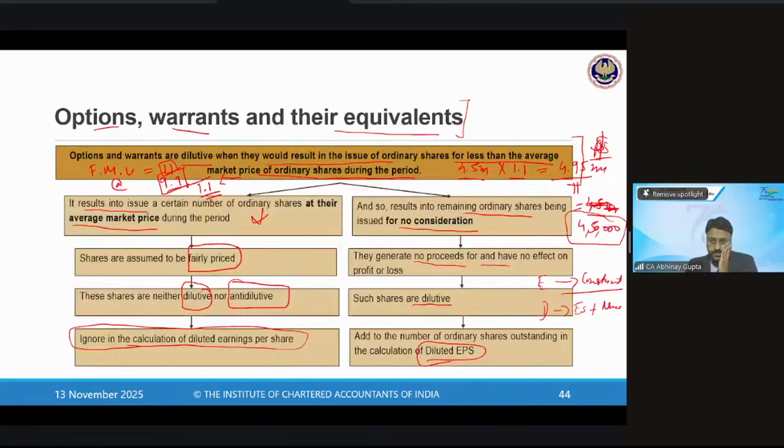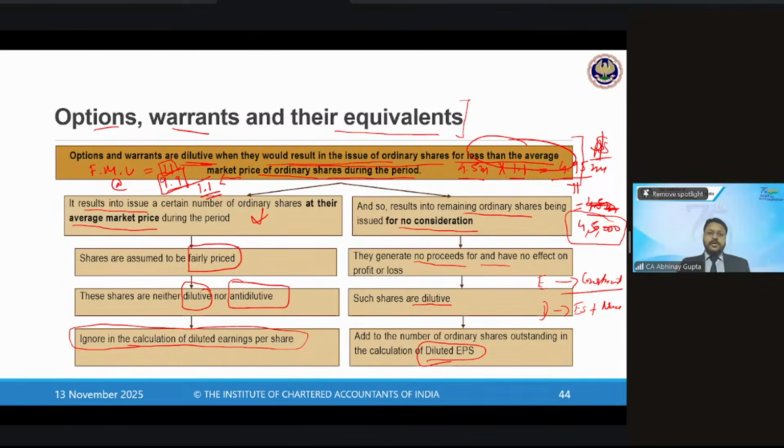Coming to this slide, this is the slide we discussed today, right? So first of all, whenever any instruments are dilutive, they result in the issue of ordinary shares for less than the average price, right? So what is my average price? 20 rupees. At what exercise price are employees getting the shares? 15 rupees. So how much benefit is being passed on to the employees? 5 rupees. So 5 rupees for each share is a benefit.